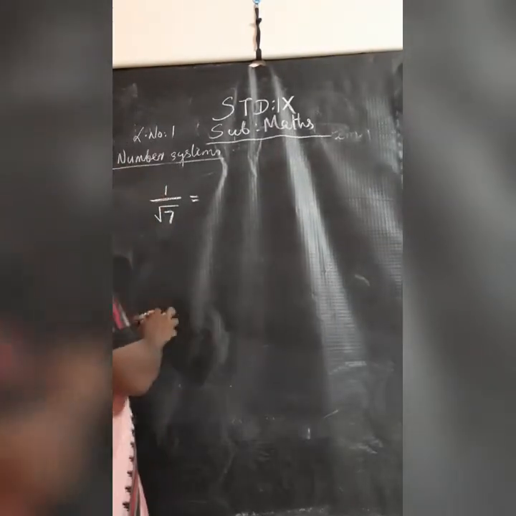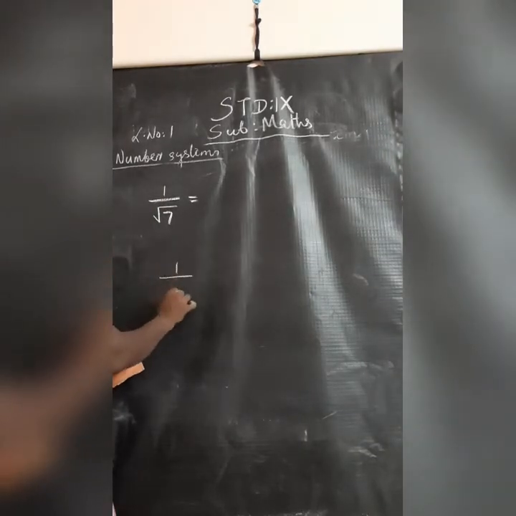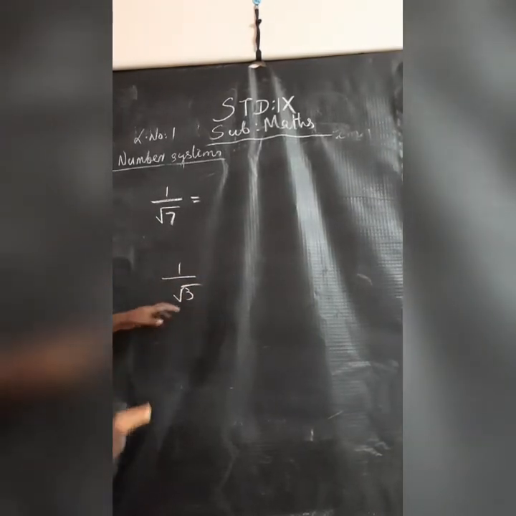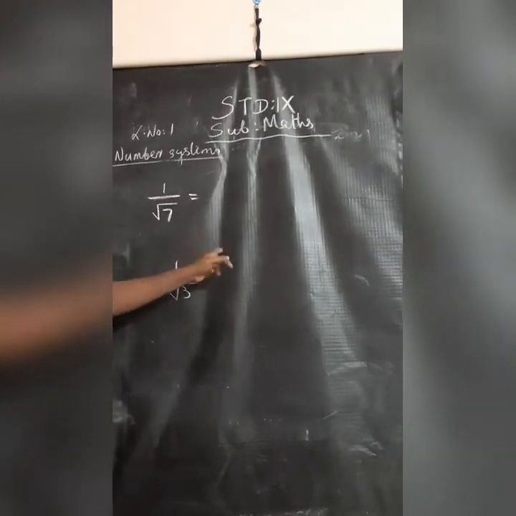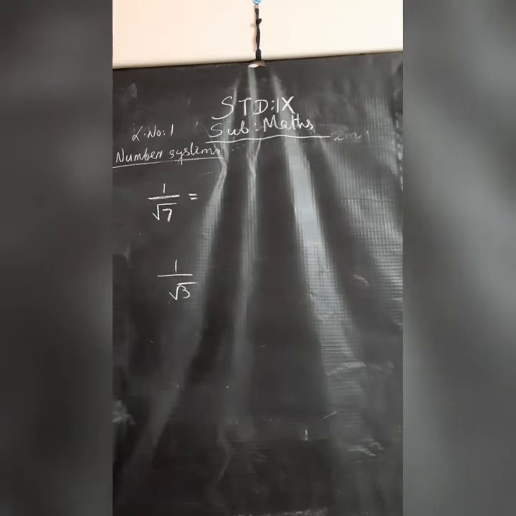Clear? So for example, another question is 1 by root 3. Then what will you do? What is the rationalizing factor of root 3? Root 3. So root 3 is multiplied upside and downside both. Otherwise the value will change.